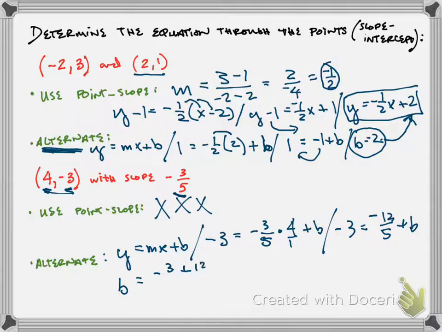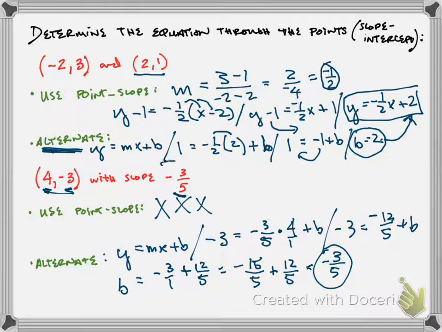plus 12 over 5. Now I'm lacking a common denominator. This is negative 3 over 1, so I can't add these together until after I've multiplied this by 5 over 5. So when I multiply negative 3 by 5 over 5, I get negative 15 over 5 plus 12 over 5. Again, we're solving for b, so negative 15 over 5 plus 12 over 5 is what? Negative 3 over 5. So b is negative 3 over 5.